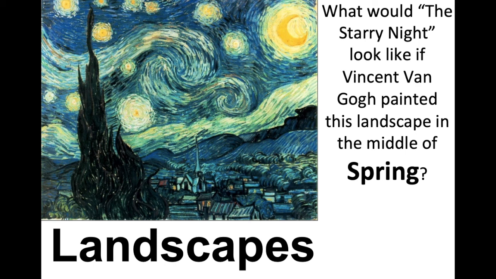I'm hoping some of your answers would have been like the hills would have had fresh green grass, the trees could be budding and having new leaves on them, or flowers could have been blooming all over the mountains. And the sun could have been out instead of the moon, and nice, pretty, sunny spring clouds. That would have been nice to see. So those are all signs that he would have painted this in the spring.